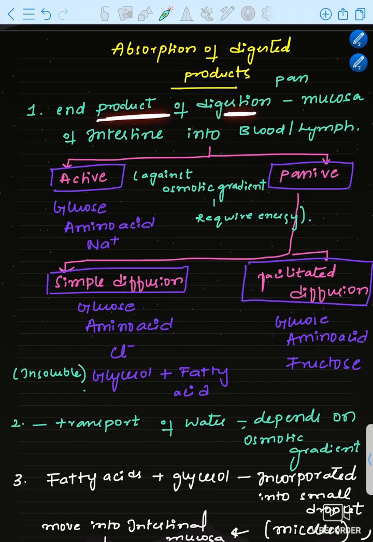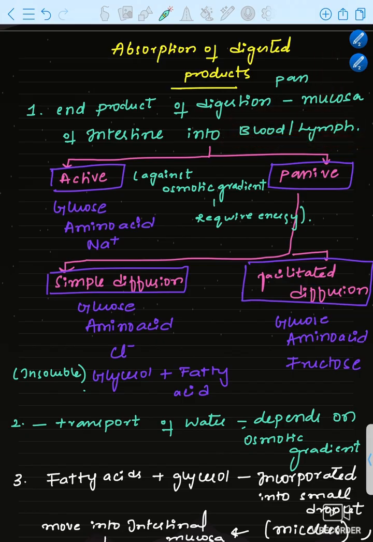End products of digestion means all the digested products, simple absorbable forms: amino acids, glucose, fructose, galactose, lactose, triglycerides. All that will be released into the blood or lymph. End products of digestion go through the mucosa of the intestine. All this will be near the mucosa of the intestine and will be released into the blood or lymph.